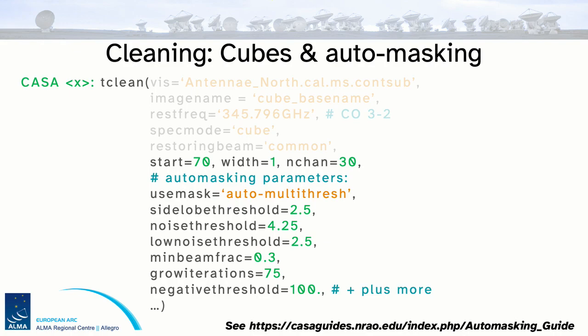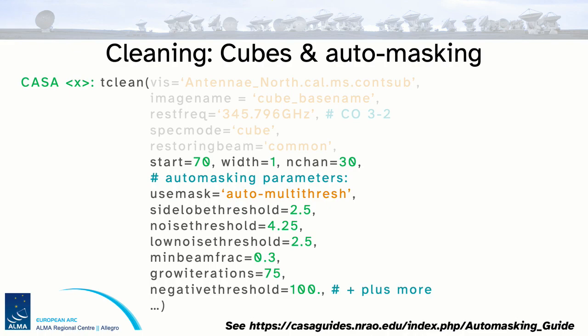tclean's auto-masking differentiates between sidelobes and general noise, so we are able to set a threshold for both of these values. The sidelobe threshold will be most relevant in the first few cycles of clean, and after this the noise threshold will become more important as sidelobes are removed. Low noise threshold is the signal-to-noise limit that the initial masks are expanded out to. The minbeamfrac parameter sets the smallest area that a clean mask can have, and masks with areas smaller than this are pruned or removed. Dilation iterations sets the number of binary dilation iterations that tclean performs when it is expanding the clean mask out to your low noise threshold.